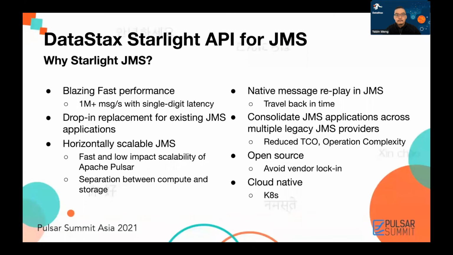Using the Starlight JMS API has many benefits as listed in this page. To summarize, through this API, existing JMS applications with very minimal code changes are able to utilize Apache Pulsar as a native JMS provider that is highly available with horizontal scalability, having blazing fast performance with much simplified operation complexity. The total cost of ownership is therefore greatly reduced.